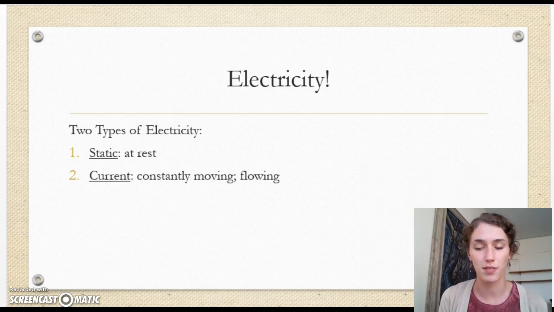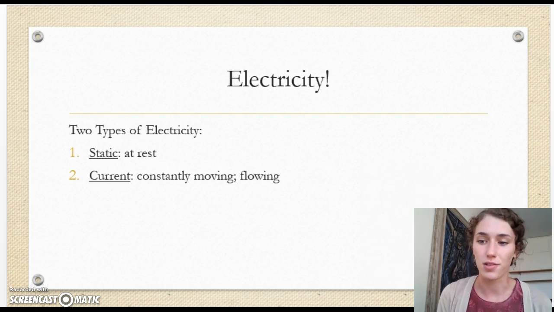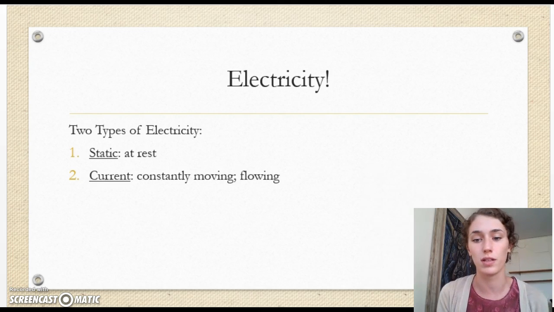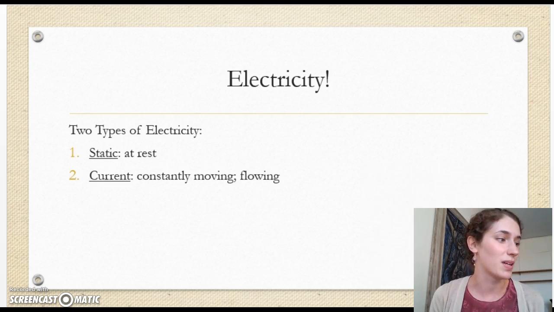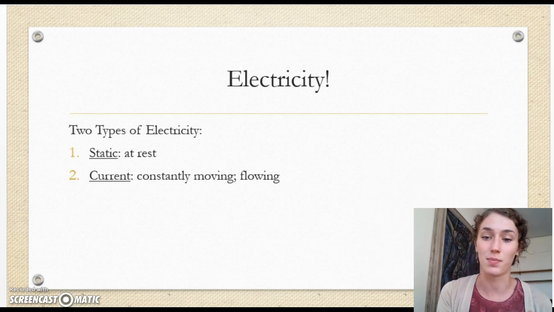Now, there's two types of electricity. The kind that I was just describing is called current, electric current, which means it's constantly moving or flowing. But we also have static electricity, which you guys have probably heard of whenever you shuffle around on your feet on a carpet and then you poke somebody and it shocks them because there's a built-up static electricity.